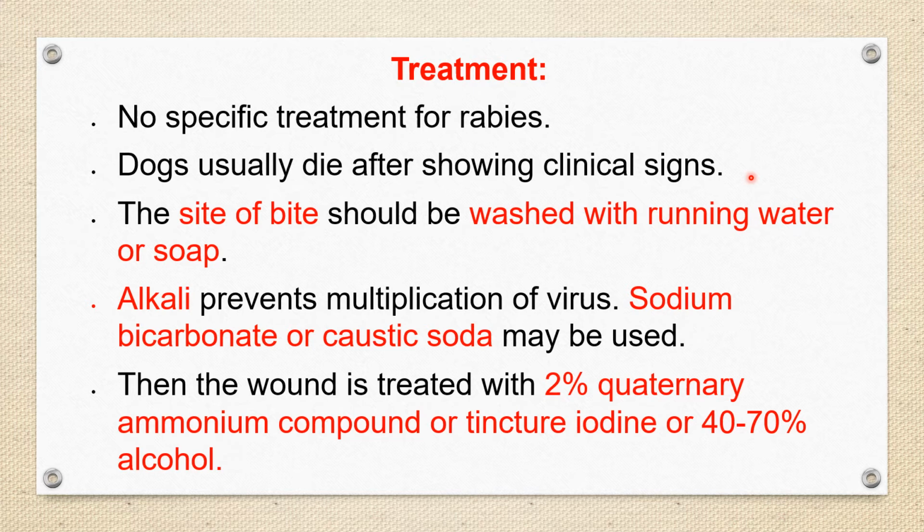But to reduce the number of viruses, the site of the bite should be washed with plenty of running water or with the help of soap. In this way, we can reduce the number of viruses. Another important thing is that alkali prevents multiplication or replication of the virus, such as sodium bicarbonate or caustic soda. So this may be used to kill the virus or to reduce the multiplication of the virus.